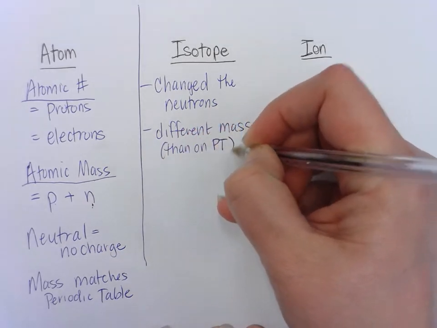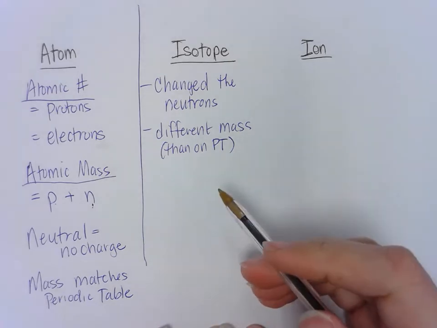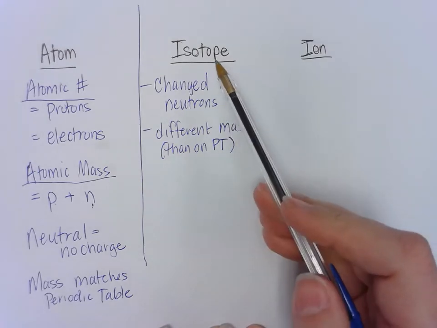So when you're trying to figure out a particular particle, if it's an isotope, and you're looking at the periodic table and you're comparing the mass with that on the periodic table, and you see that it's not the same, then you can assume that it's an isotope.